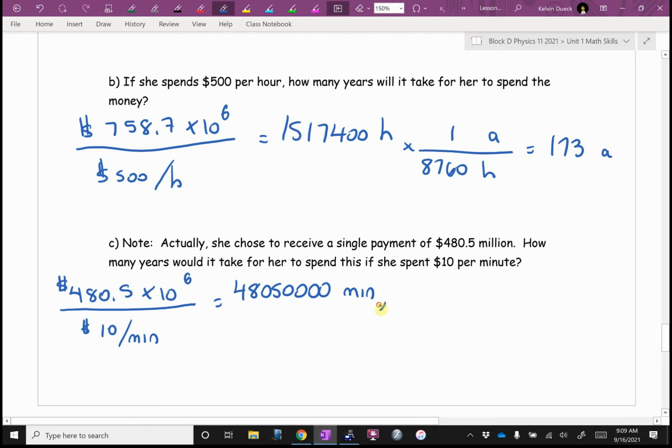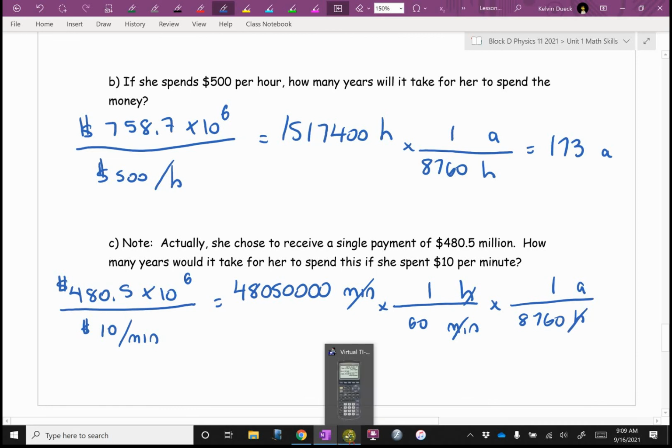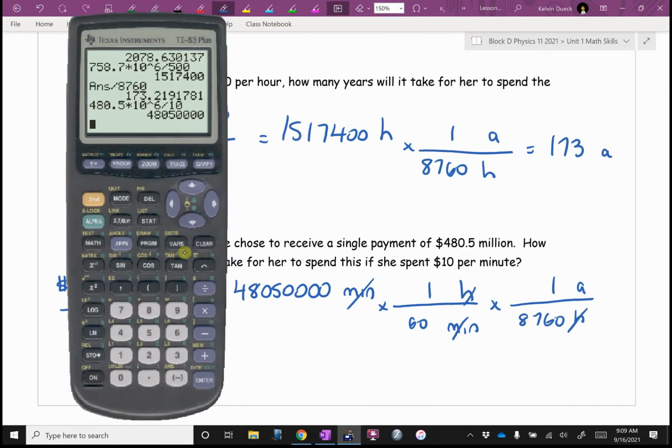So minutes is going to go on the bottom, hours on the top: 1 hour, 60 minutes. And then hours on the bottom, years on the top: 8,760 hours. Okay. So it's going to be this number, divide by 60, divide by 8,760. I used my answer button again, because why not?